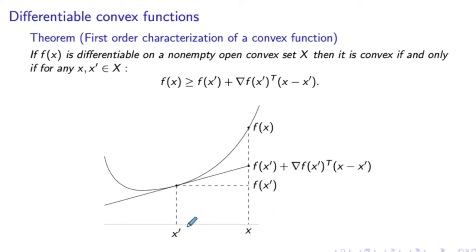And geometrically, this essentially expresses the fact that whenever we have a convex differentiable function, if we draw the tangent line to this function at any point, then our function will be above the tangent line always. And this is an equivalent characterization for differentiable convex functions, so essentially it could be used as a definition of a convex function for the differentiable case.